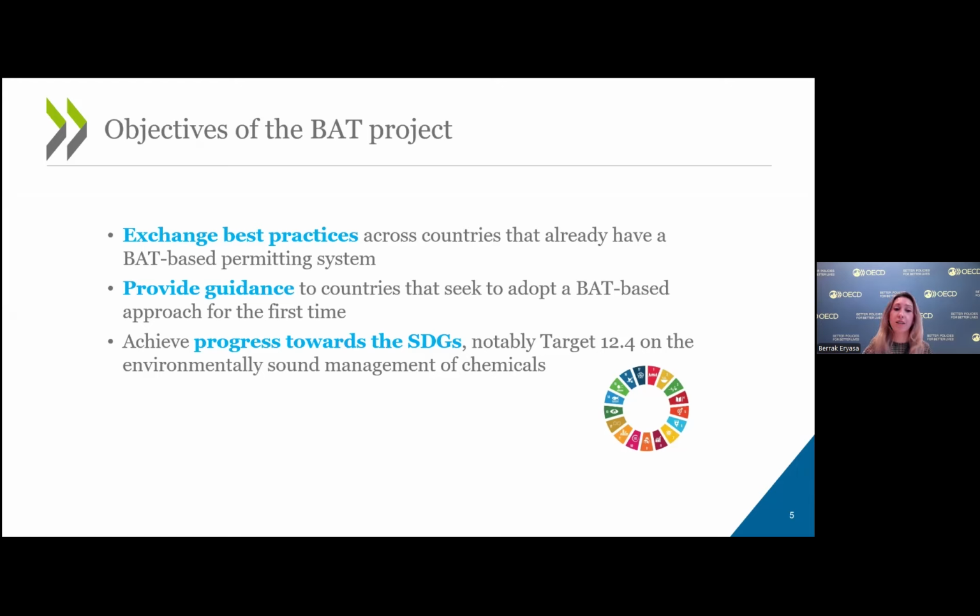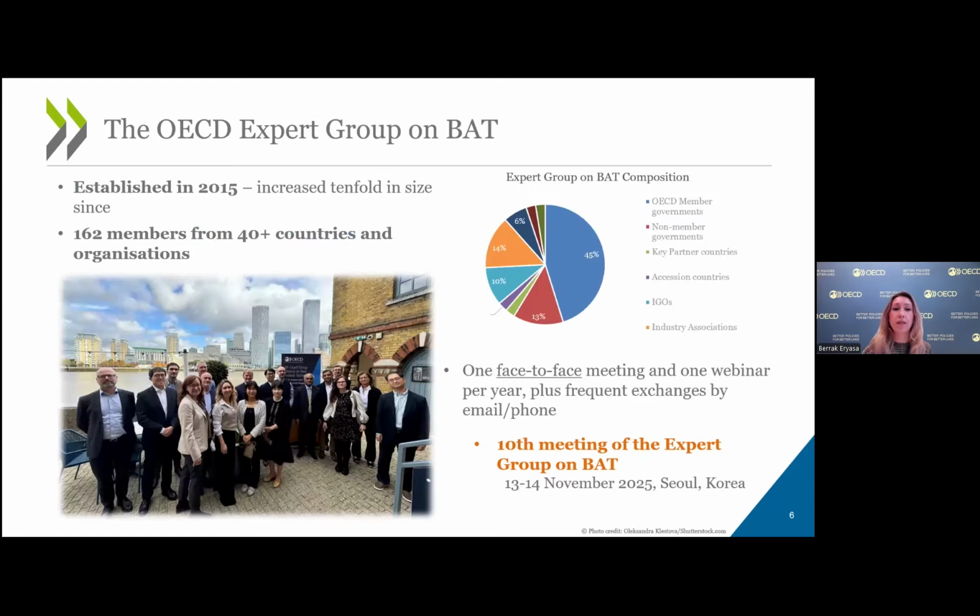While doing so, we're trying to achieve some progress towards sustainable development goals, particularly the target on environmentally sound management of chemicals. How we do that is that we have an expert group on BATs. This expert group was established back in 2015, and ever since it has increased tenfold in size. Momentarily, we have 162 members, experts from over 40 countries and organizations. The expert group not only welcomes expertise from OECD member governments, but also from non-member governments, industrial associations, key partner countries such as India, as well as accession countries and intergovernmental organizations.